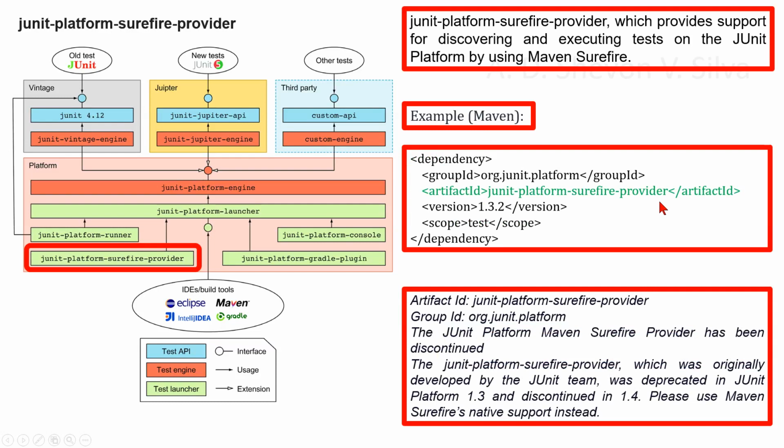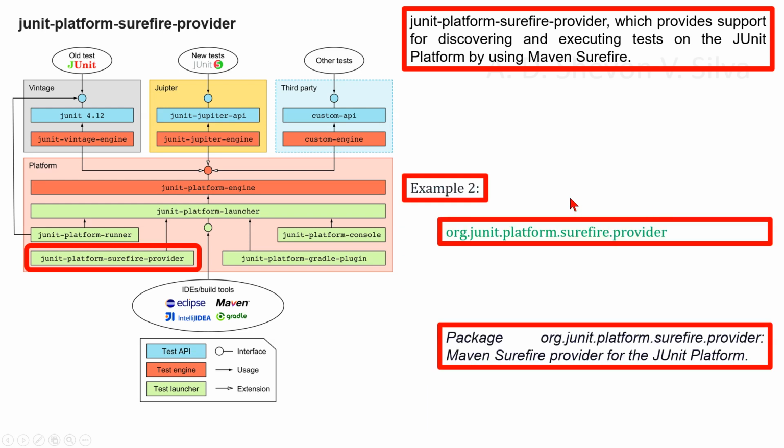Starting with version 2.22.0, Maven Surefire and Maven Failsafe provide native support for executing tests on the JUnit platform. The pom.xml file in the JUnit Jupiter Starter Maven project demonstrates how to use the Maven Surefire plugin and can serve as a starting point for configuring your Maven build.